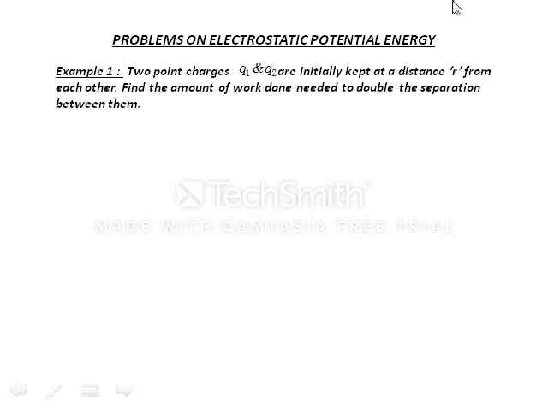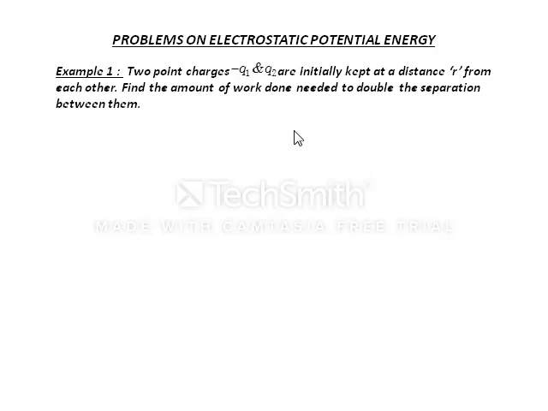Q1 and Q2, negative and positive, are initially kept at some separation, some distance r from each other. Find the amount of work done needed to double the separation between them. We need to pull them apart so as to increase the distance between them to 2r, and we have to find the work done in the process.